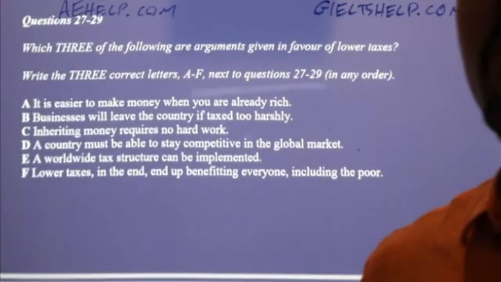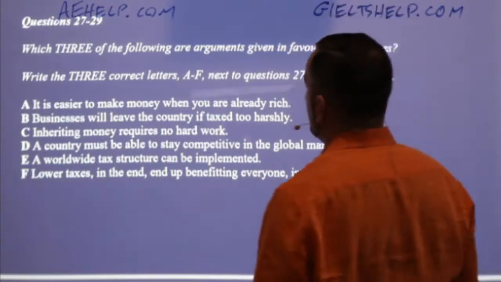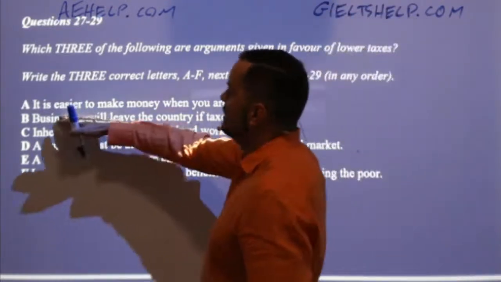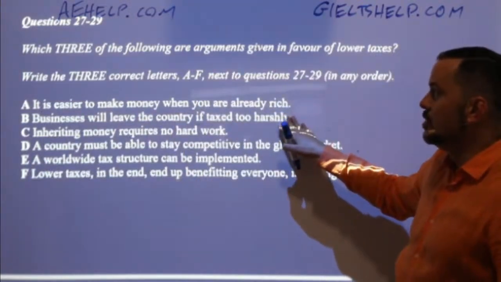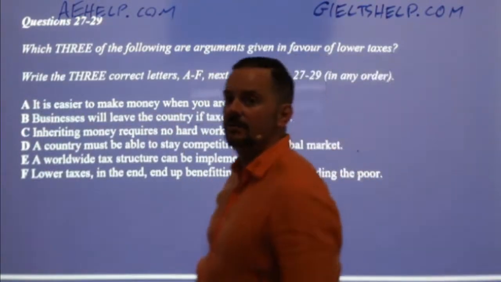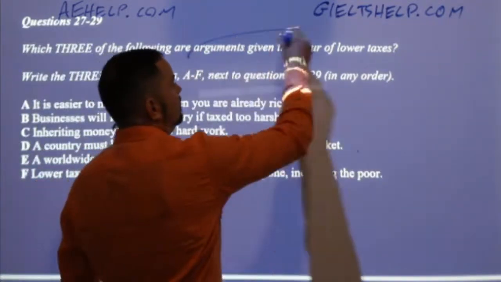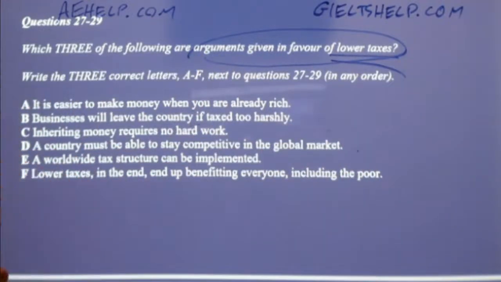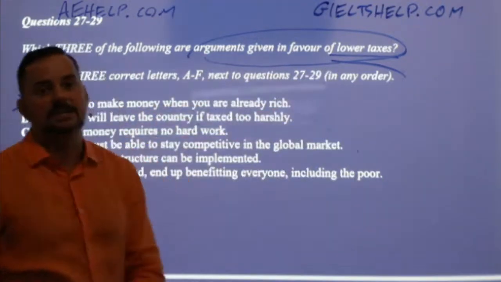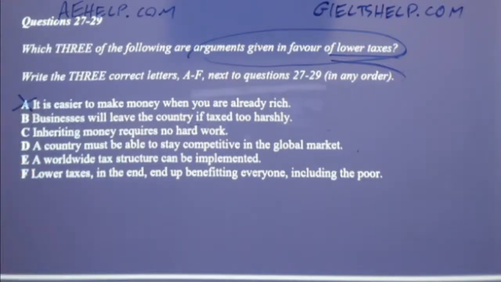So what are some reasons for having lower taxes? A, it's easier to make money when you're already rich. No, that would be in favor of higher taxes, right? So you really have to pay attention to this part. Okay. So A, definitely not, because that's an argument in favor of higher taxes. If you have lots of money, then it's easier to make money, so you should pay more tax.